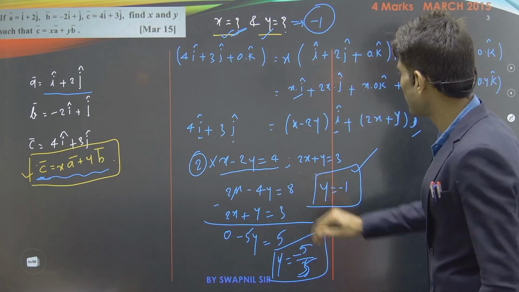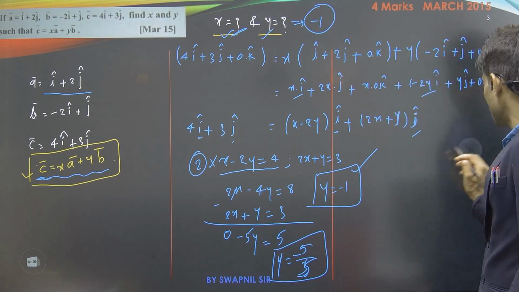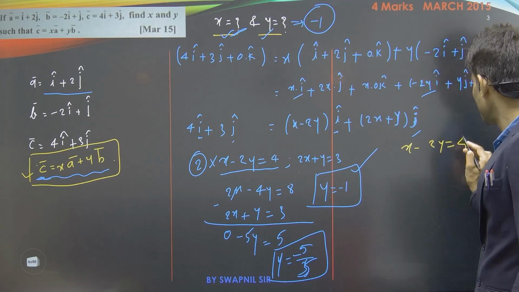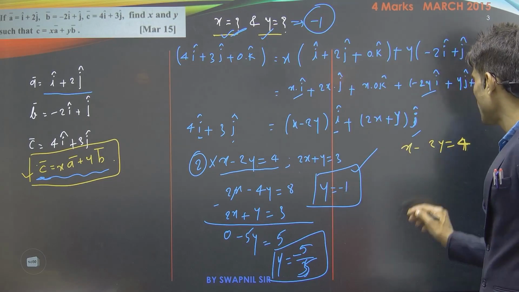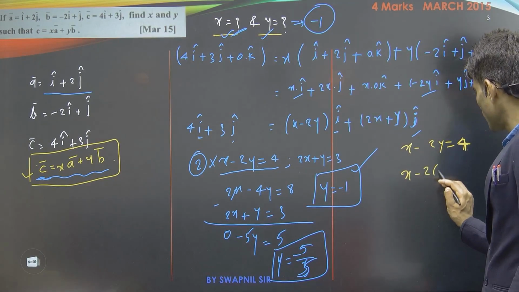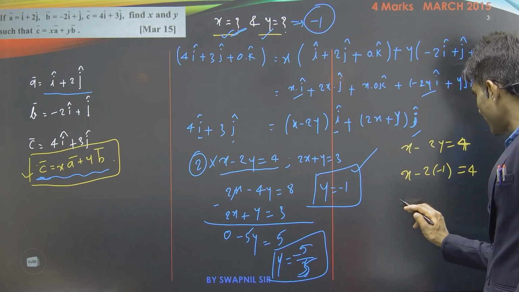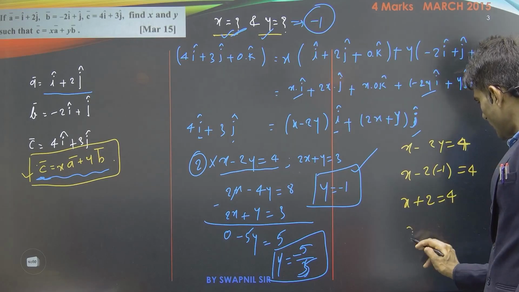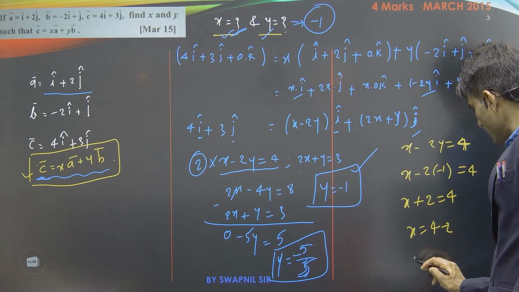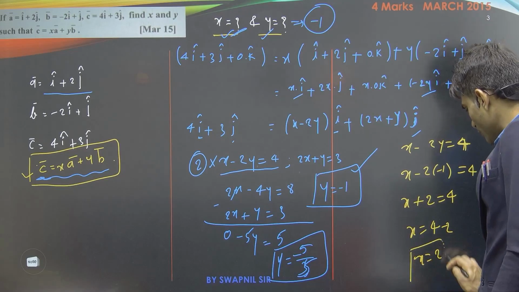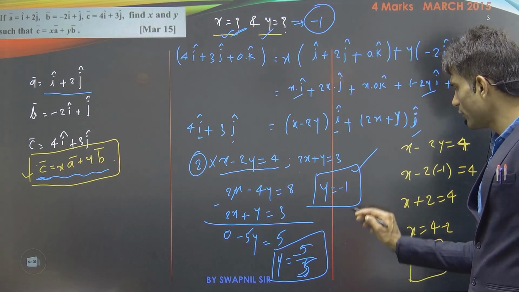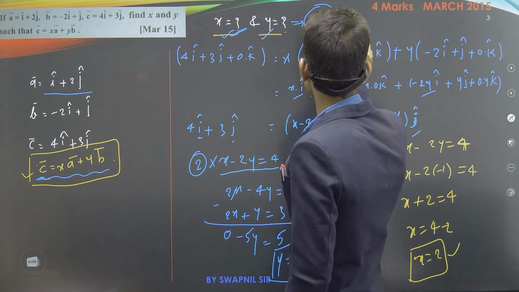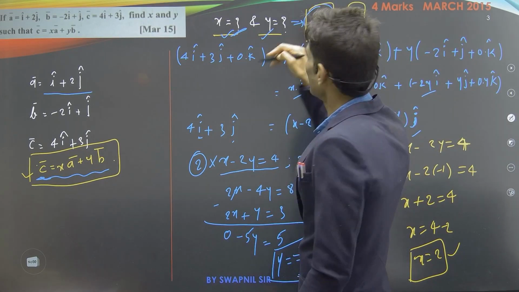Now substitute anywhere. So I consider here x minus 2y which is equal to 4. Substitute y as minus 1. So x minus 2 into minus 1 is equal to 4. X minus minus is plus, so x plus 2 is equal to 4, and x is equal to 4 minus 2, and then we get x equal to 2. So we have y equal to minus 1 and x equal to 2. This is the value for x, this is the value for y.